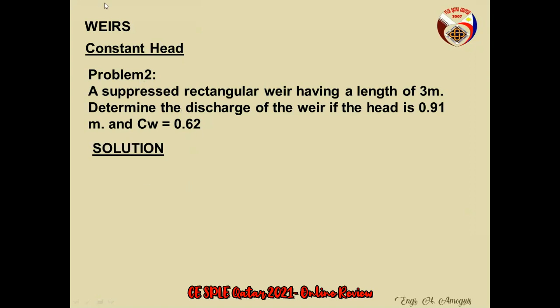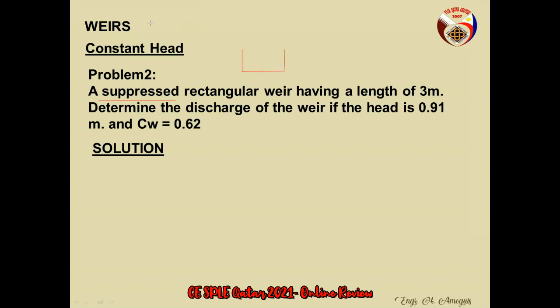Ano bang suppressed weir? Suppressed rectangular weir. By the way, ano yung suppressed rectangular weir? Ang ibig sabihin niyan, the width of the weir is the width of the channel. Ito yung channel mo, yung kanal mo. Nilagay yung weir, sakto lang sa kanal mo.